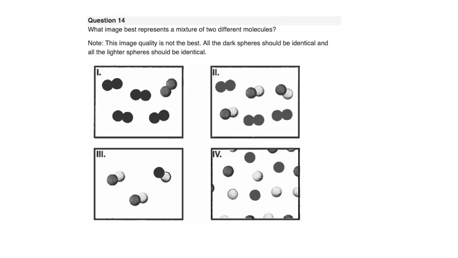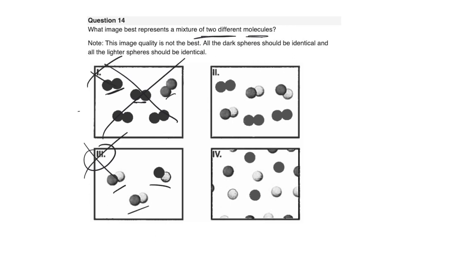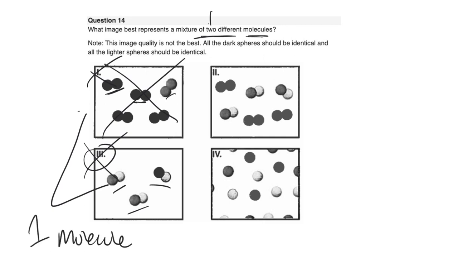This is the final problem we looked at in class today. This problem is asking which one of these figures best represents a mixture of 2 different molecules. Figure 1 shows 1 molecule, so that's not the answer. Figure 3 shows 1 molecule, so it's not the answer either. So we need 2 molecules. Figure 4 is wrong because these are atoms, not molecules.